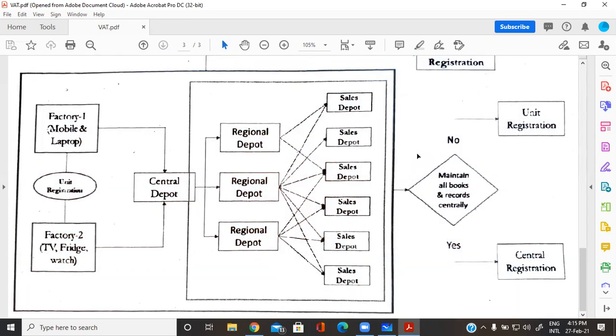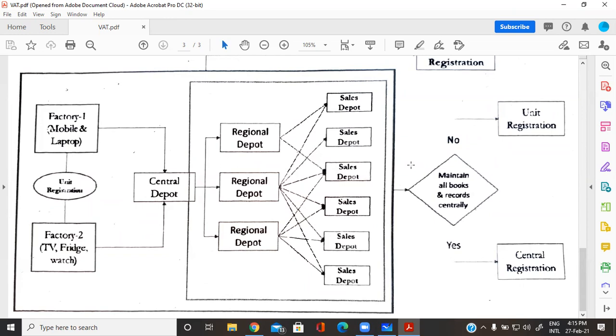Okay, so there are some other exceptions. For example, if any entity manufactures identical or similar goods and supplies the same, 15% is also applicable through its own sales depot or warehouse. They can also obtain the central registration if the applicable VAT rate is uniform. So you will see some other exceptions from your text.